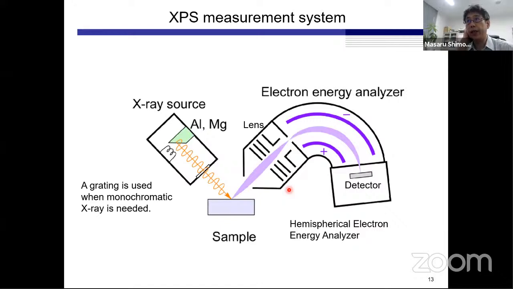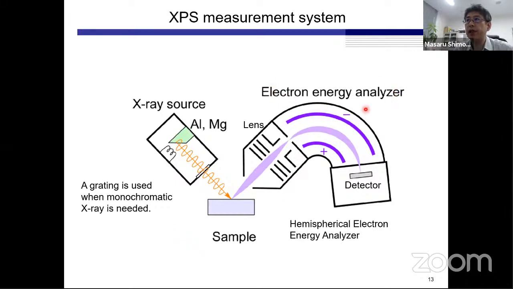And then I would like to explain about the measurement system. In XPS, an X-ray source is used, like the aluminum K-alpha line or the magnesium K-alpha line. This is a very simple case, but sometimes a grating is used. This is for monochromatic X-ray. Monochromatic X-ray has a low energy width, which means high resolution.